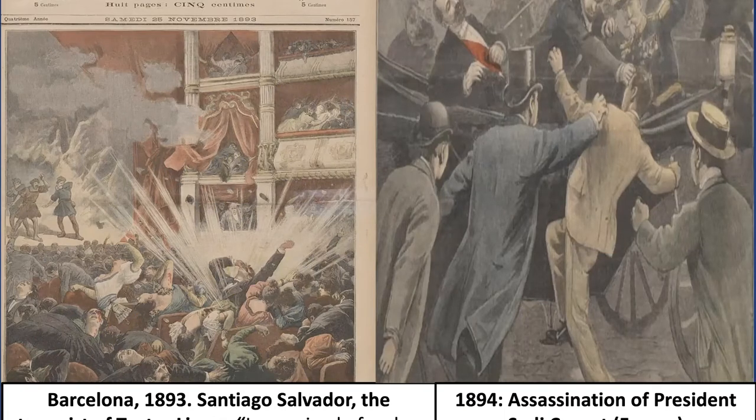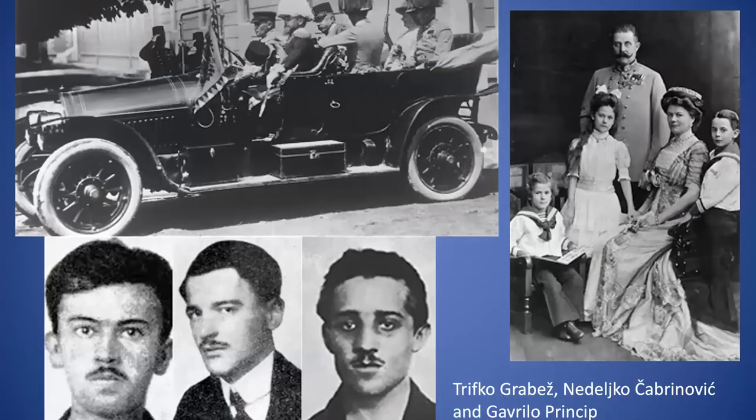See, there was also the assassination of Sadi Carnot in France. Sadi Carnot was killed, and the terrorist who killed him said, "Long live the revolution, long live anarchy," basically killing people for the sake of these ideas. And so the anarchists, then came the nationalists.